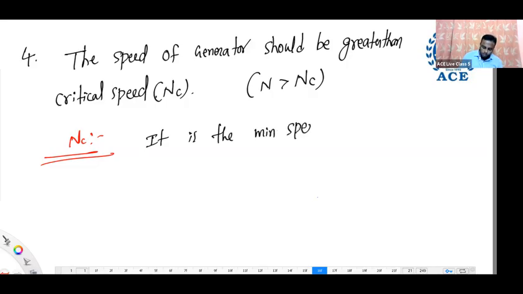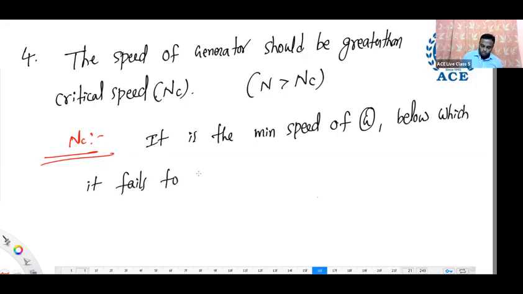below which it fails. If you rotate below that, it fails to build up voltage. Okay.